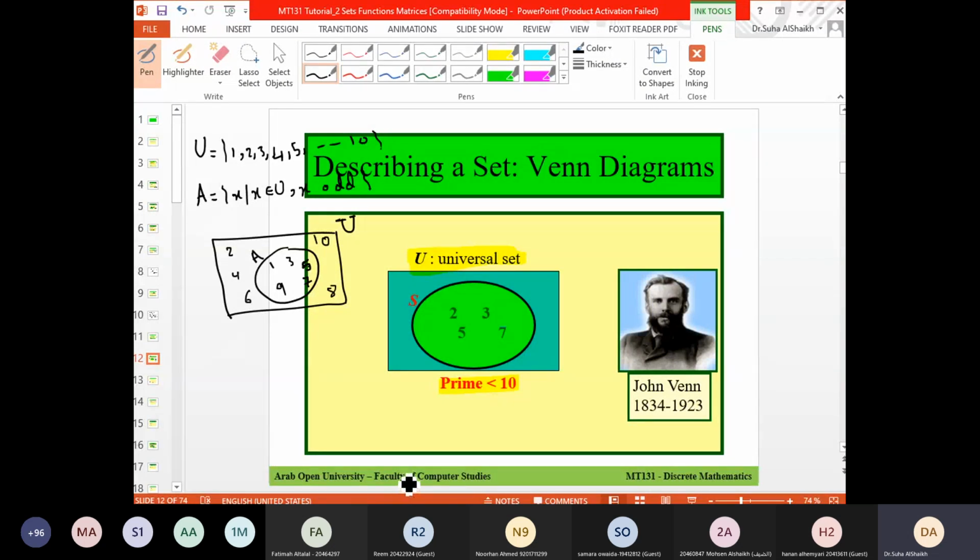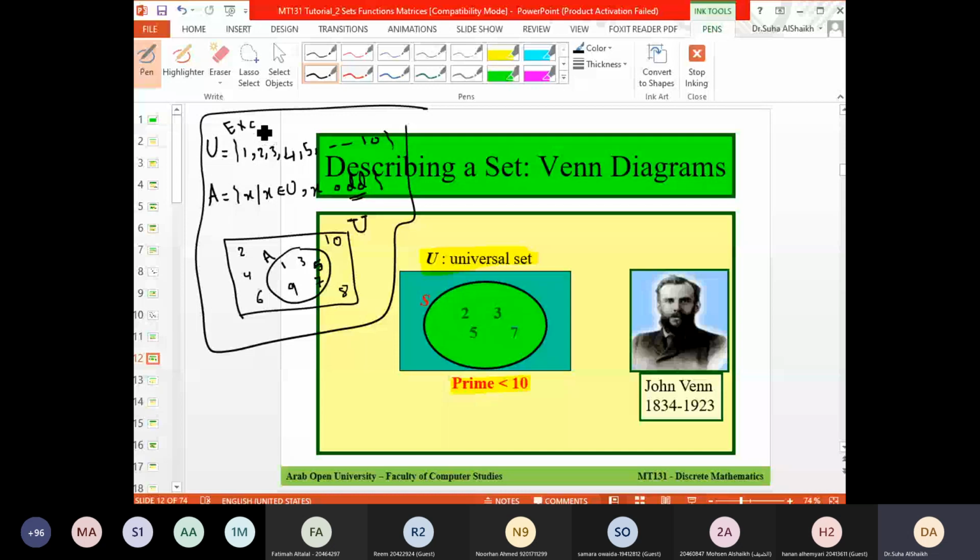Maybe, sometimes. I'm talking about odd here. This is a different example. Don't get confused. This is an example.